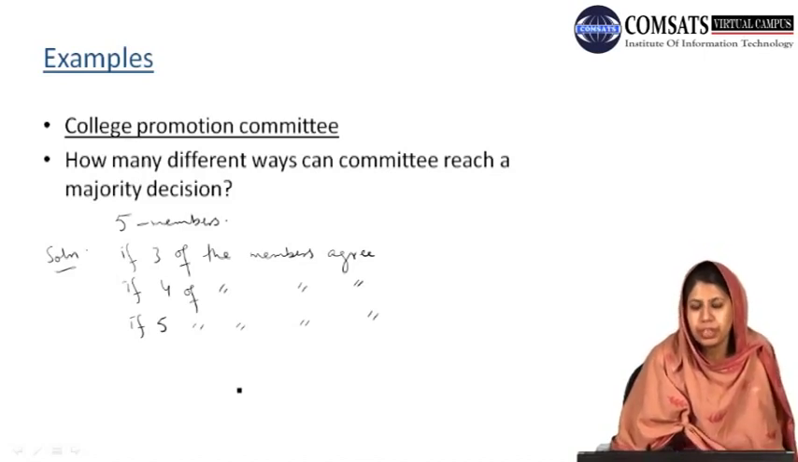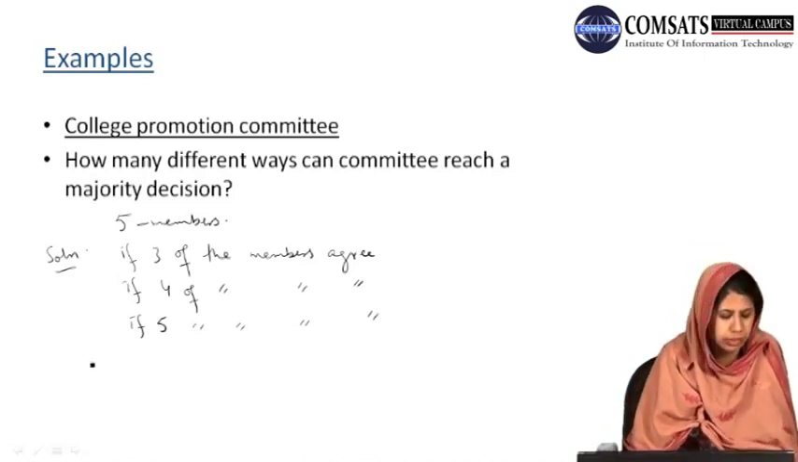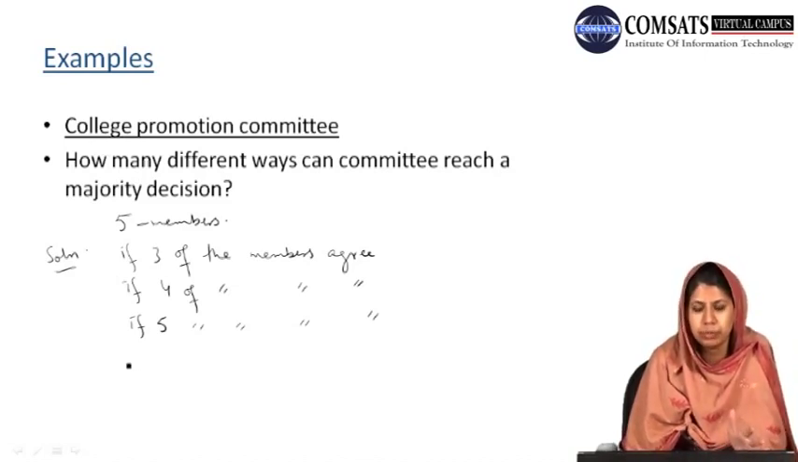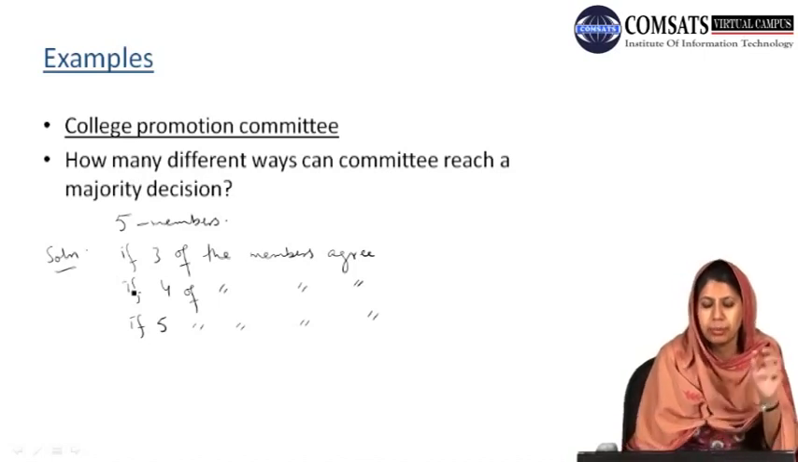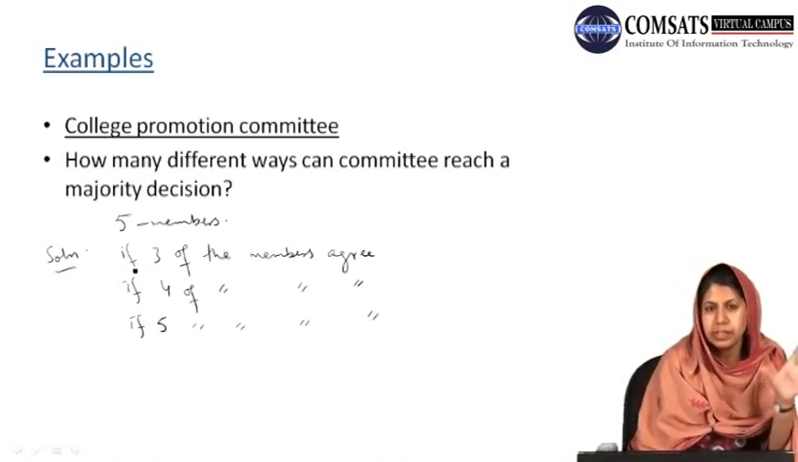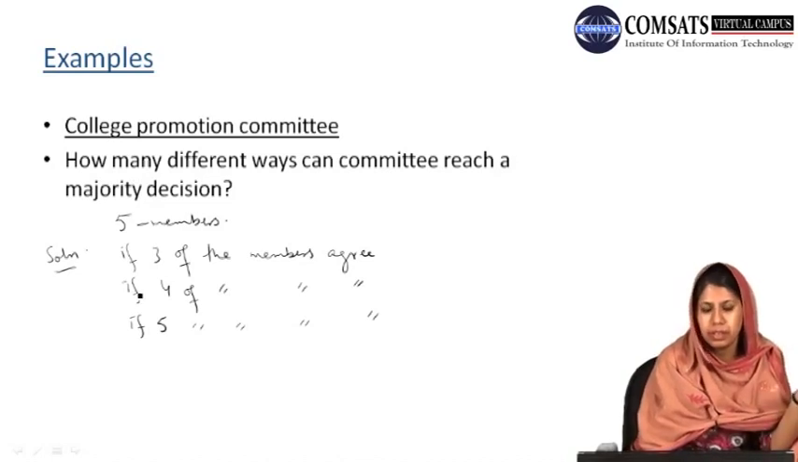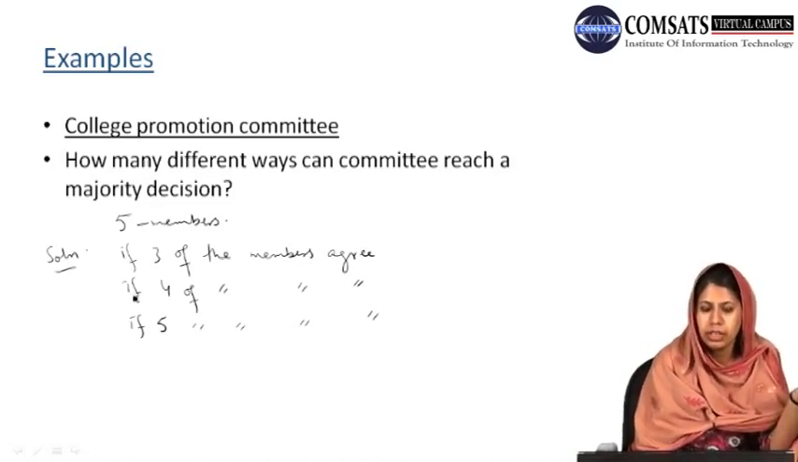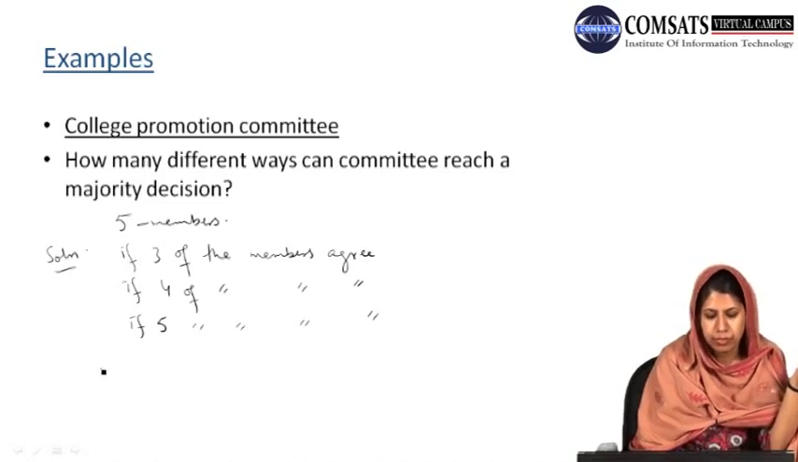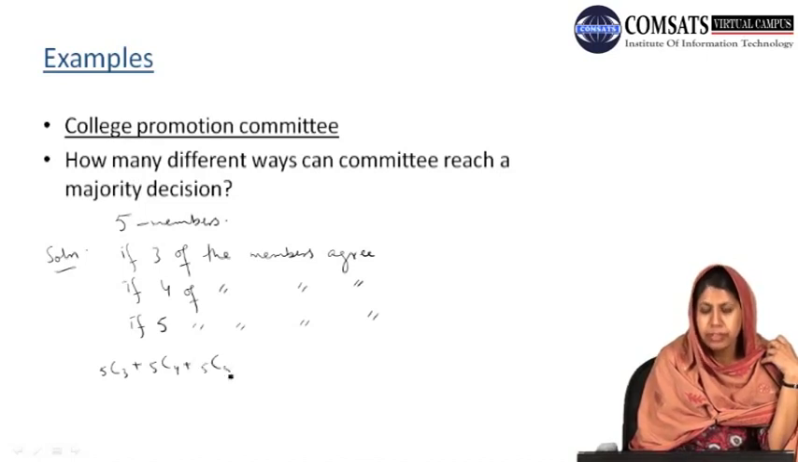So the number of different ways in which a committee can reach the majority decision will be equal to the sum of all these possibilities, all these combinations. Here we will not take the product. Why? Because these are separate. If 3 of the members agree, then the committee can reach the decision. The second situation is if 4 of the members agree, then the committee can also reach the decision. And if all the members agree, then the committee can reach the decision. So the number of combinations will be 5C3 plus 5C4 plus 5C5.